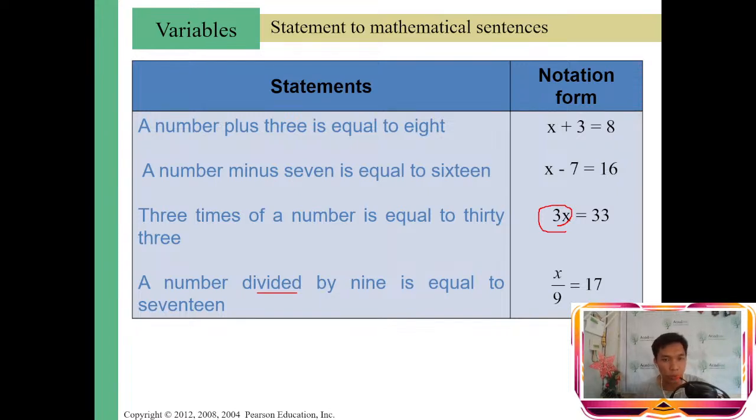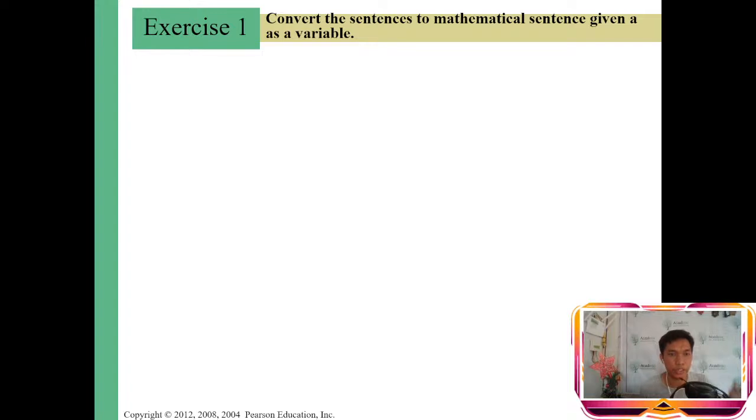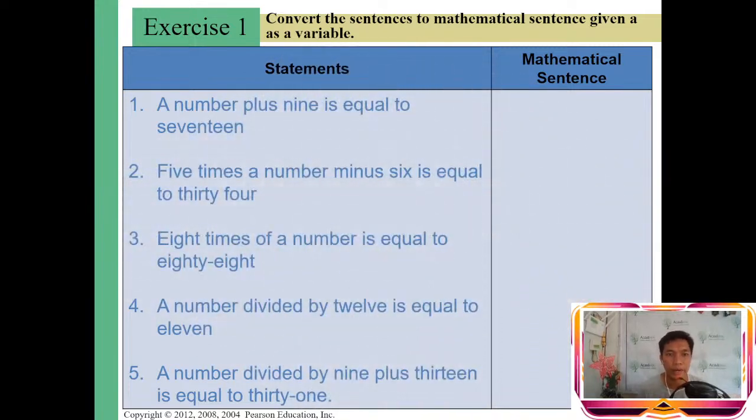Here we go. Convert the sentences to mathematical symbols. Look at this one here. A number plus 9 is equal to 17. A number plus 9. So you can see the number. Teacher, can we use A? Yes, you can write A. You can write any letter: A, B, C, D, E, F, G. Any letter. Take note.